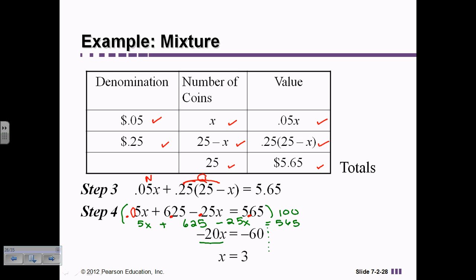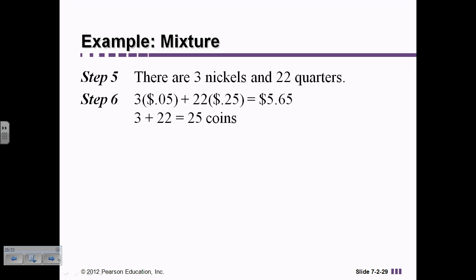So that means that we have 3 nickels. And since there were a total of 25 coins, 3 nickels means that there has to be 25 minus 3 quarters. 25 minus 3 comes out to be 22 quarters. So the number of quarters times 0.25 is 5.50, and plus the number of nickels comes out to be $5.65. So it does check out correctly.